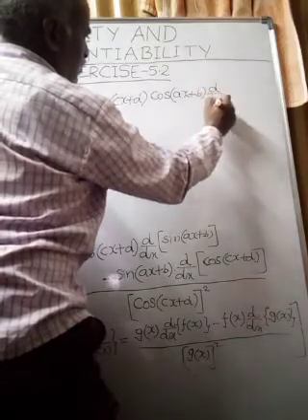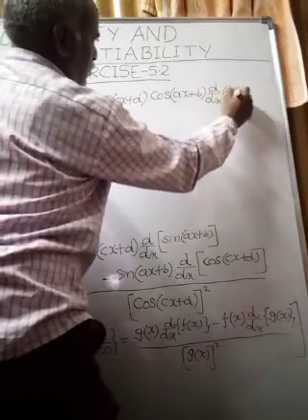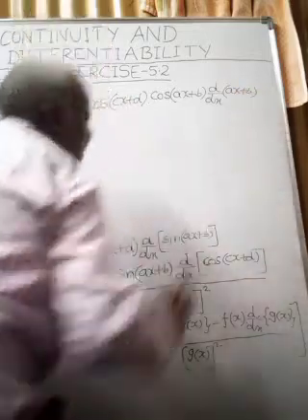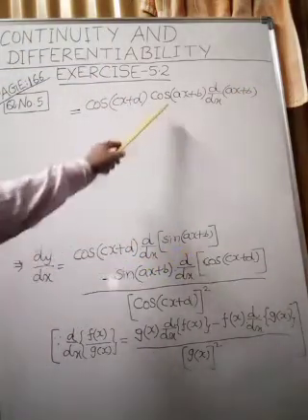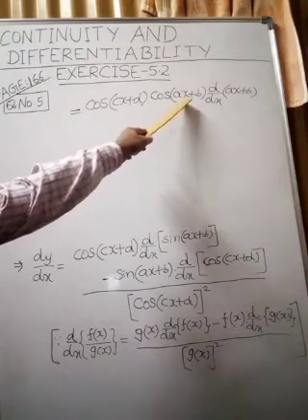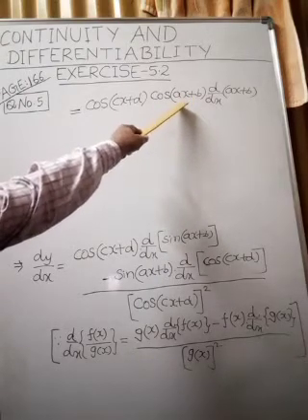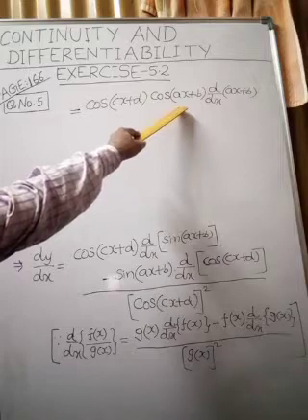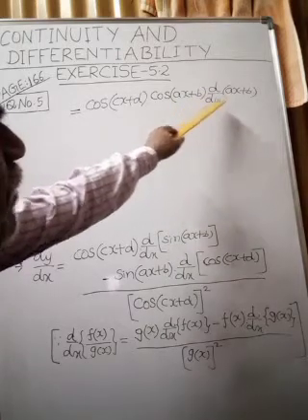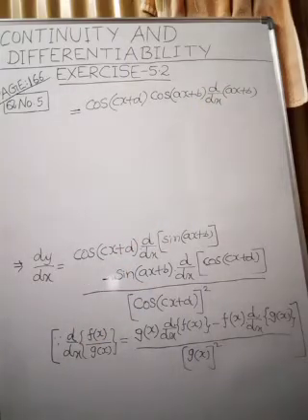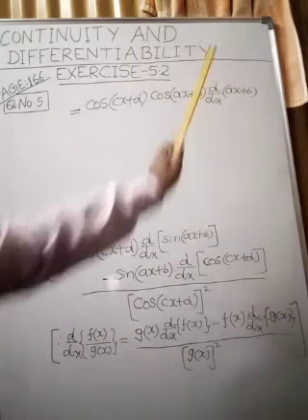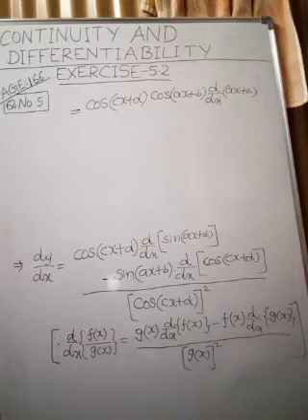into d by dx of ax plus b. D by dx of sin x, what is the formula? Cos x. X means here ax plus b only, not x. Remember that point, my dear children. Into d by dx of ax plus b, because we assumed that function as x in our mind. So we have to differentiate that function. Understood that part, my dear children?